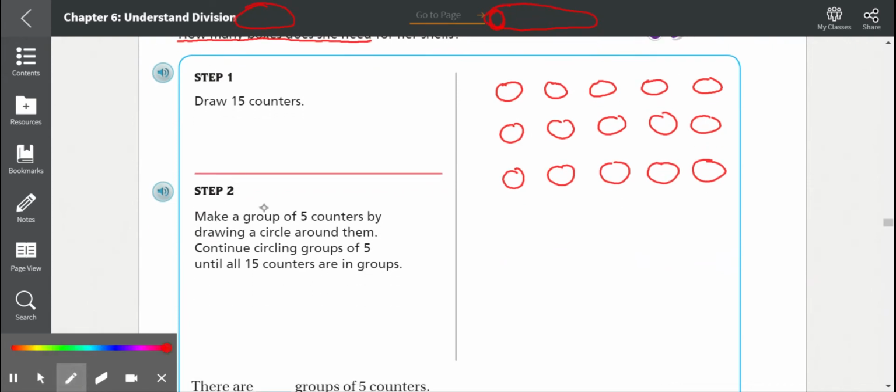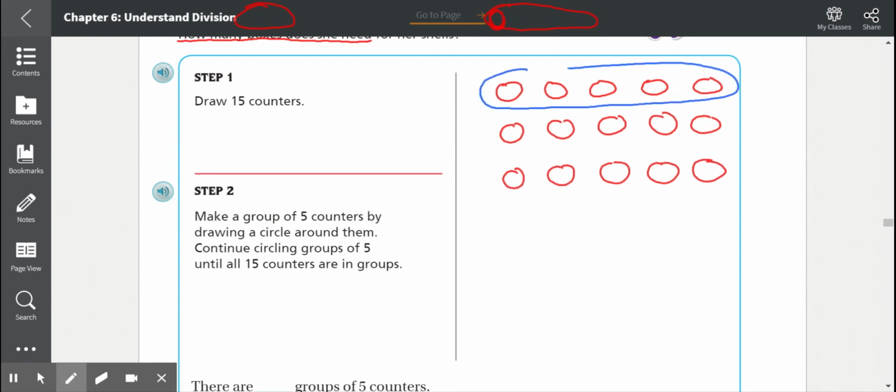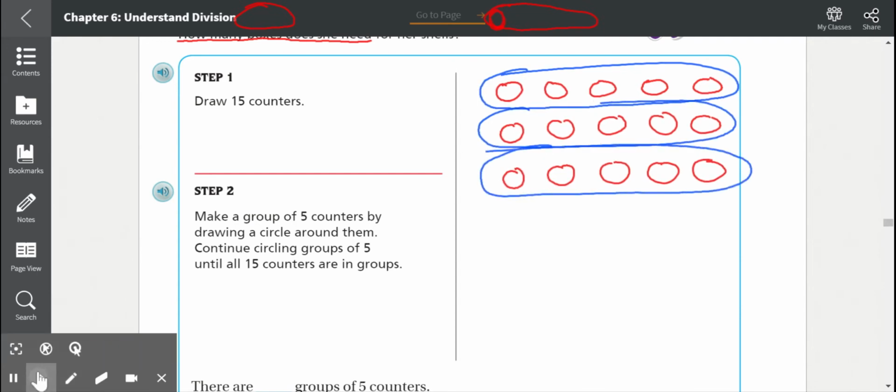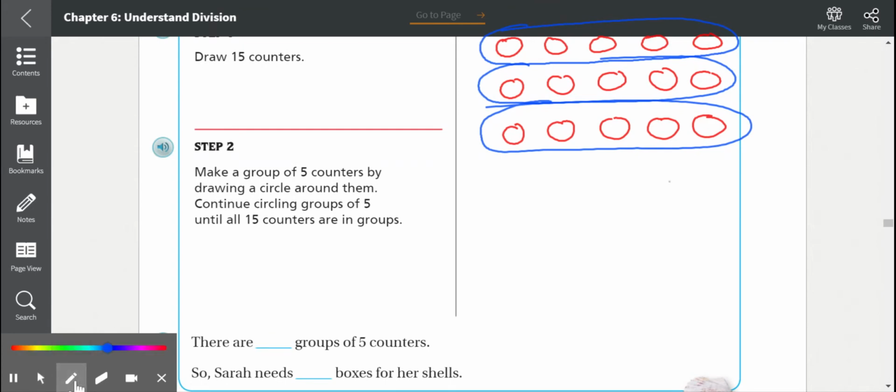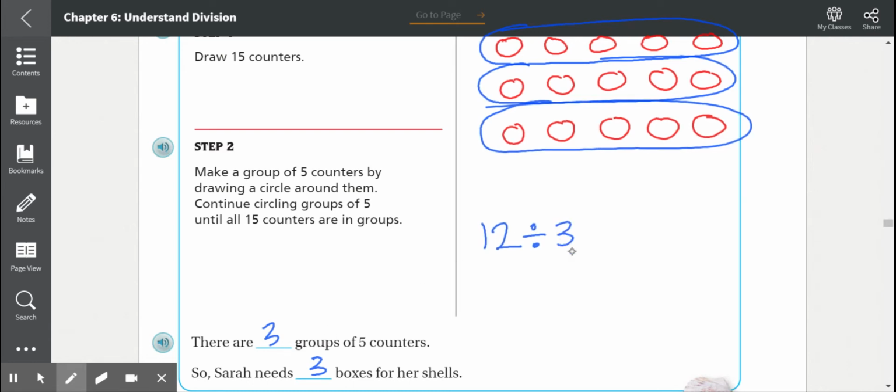Okay, so step 2 says make a group of 5 counters by drawing a circle around them. Continue circling groups of 5 until all 15 are in groups. So we'd already kind of made groups of 5. So we have this group of 5. This is another group of 5. And this is another group of 5. So how many groups did we make? We made 3 groups of 5. So Sarah needs 3 boxes for her shells. Let's write this as a division problem. Sarah had 15 shells, and she divided them equally into 3 groups, or the 3 boxes, and that equals 5 shells in each box.